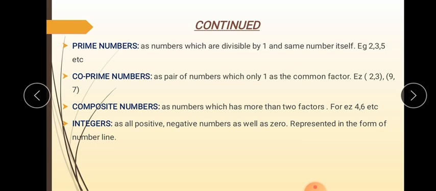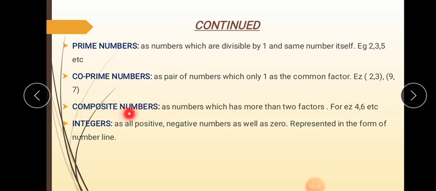So such numbers which have only one as common, such pairs of numbers are called co-prime numbers. One more example you can see: 9, 7. In 9 and 7, if you factorize, there is only one as common. So in this manner we can have uncountable co-prime numbers.